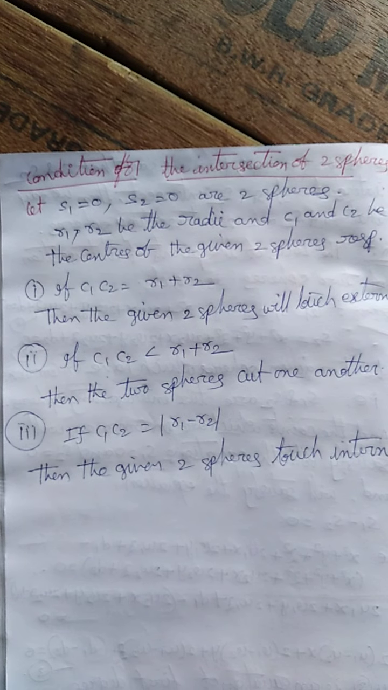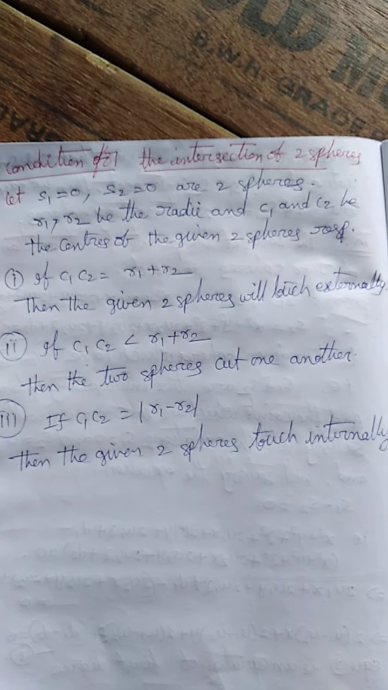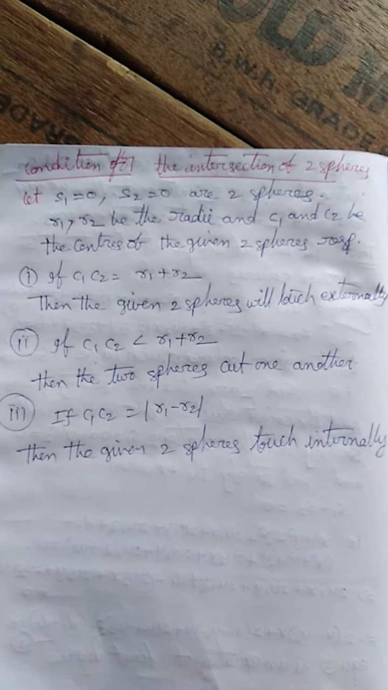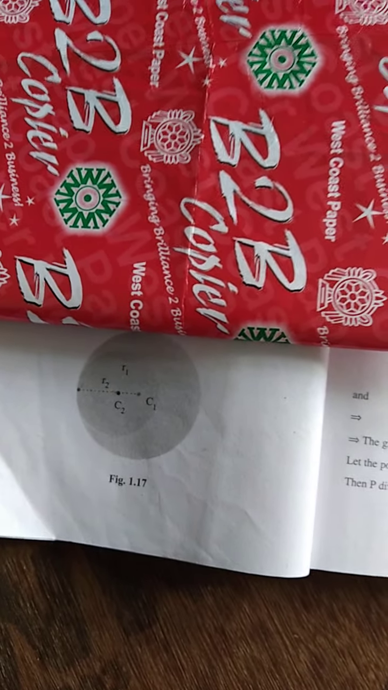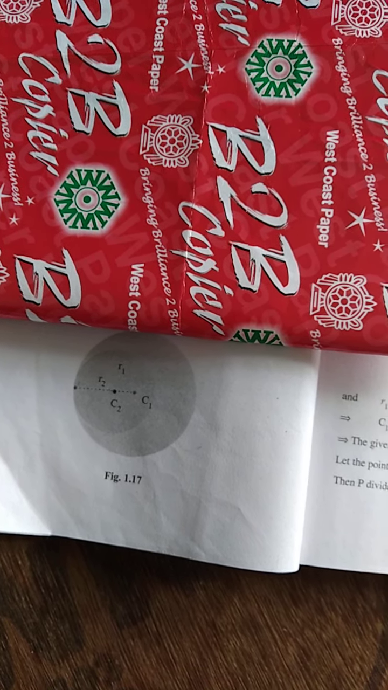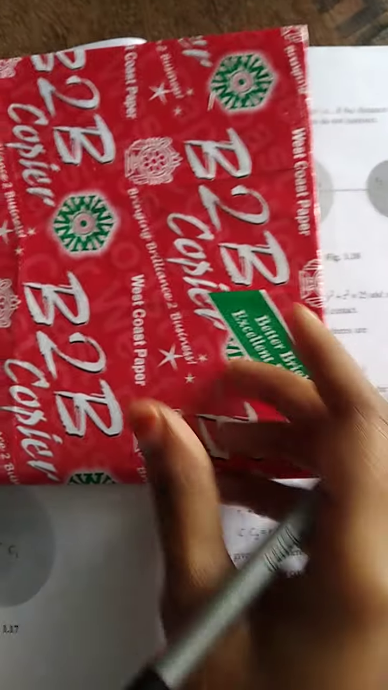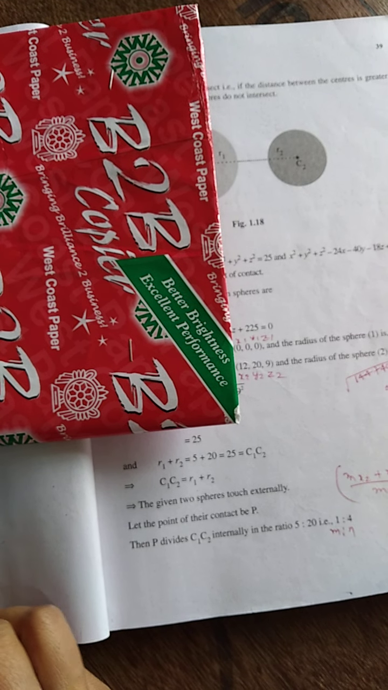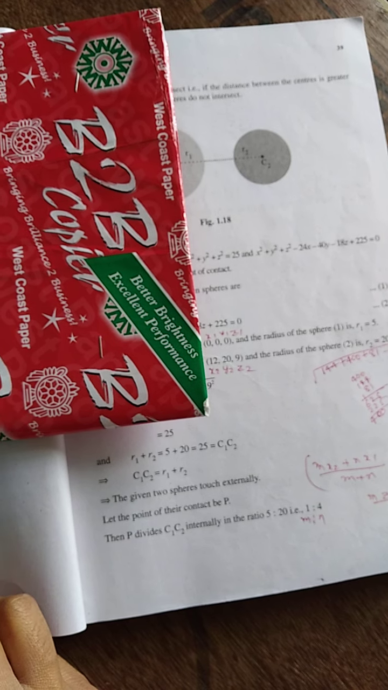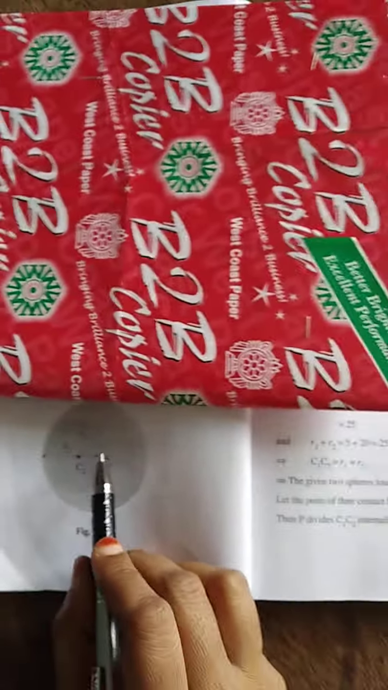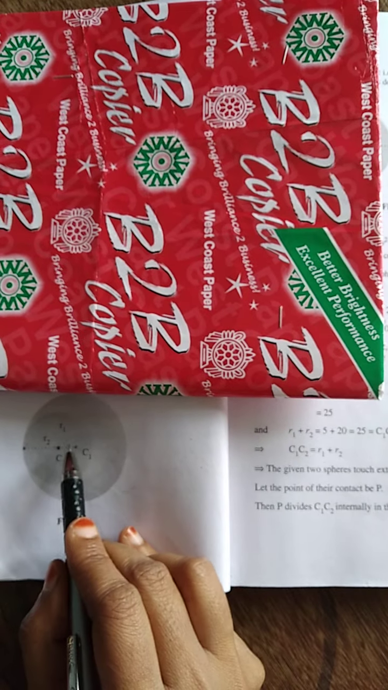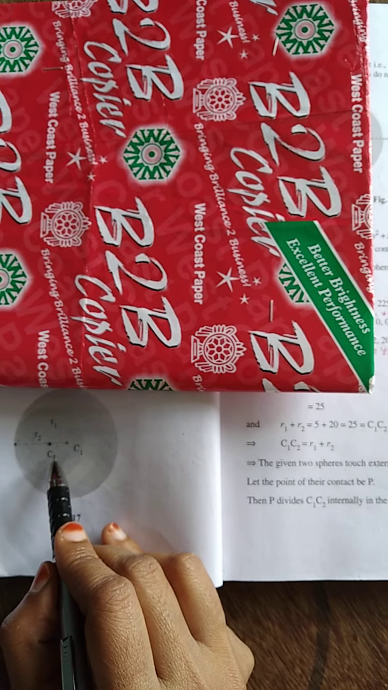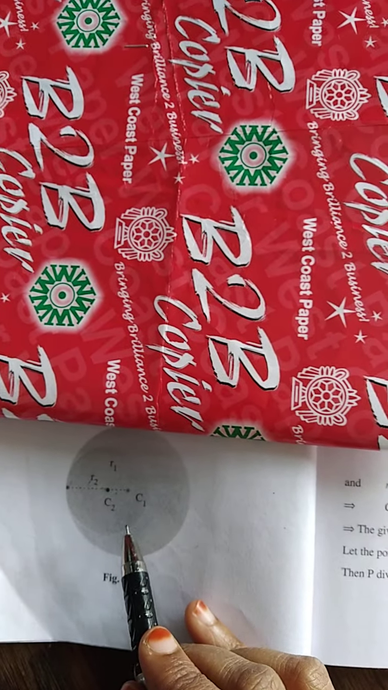Okay, next condition: if C1C2 = |R1 - R2|, then the given two spheres touch internally. The figure is like this, touch internally. That is, if the distance between the centers of two spheres equals the difference of the two radii, then they touch internally. Okay, this is the figure.